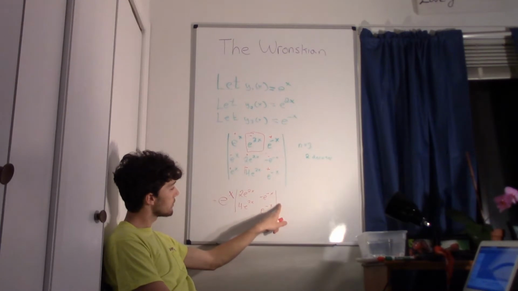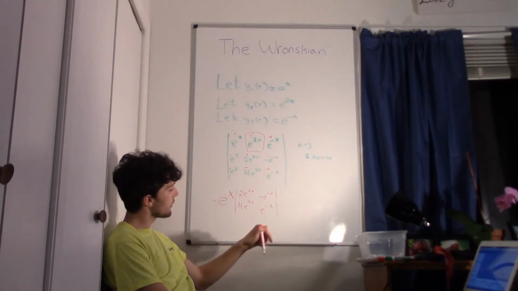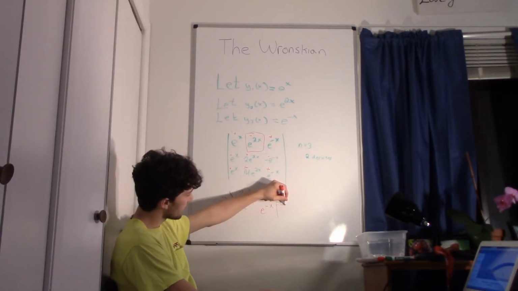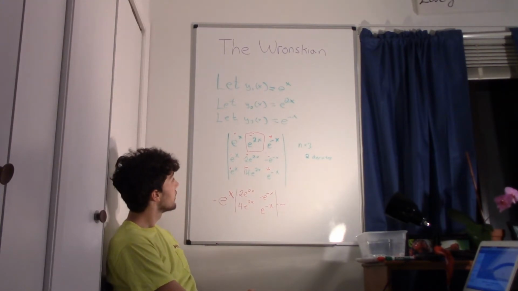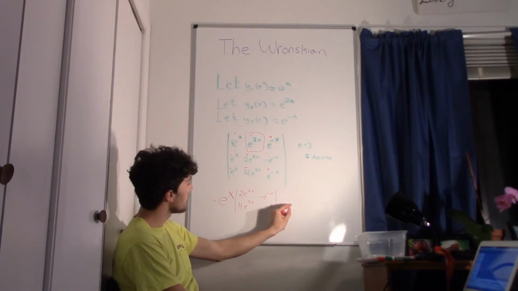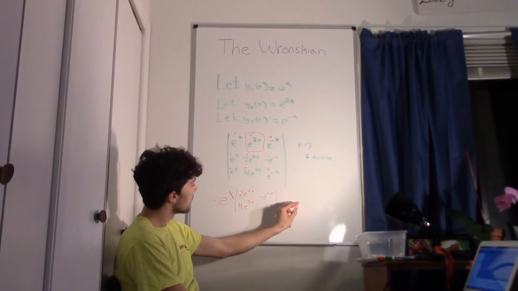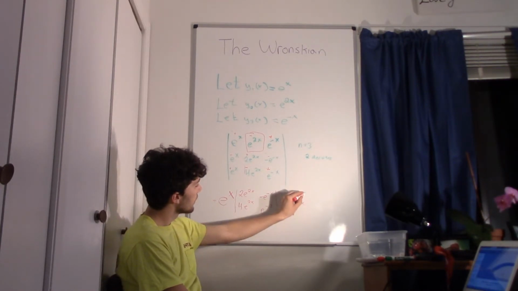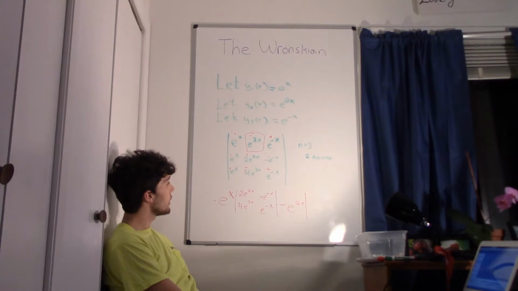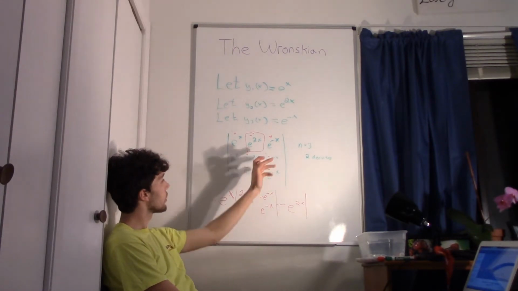Right out in front. It really hinders me being left-handed. I need to fix the setup here. So, negative sign. Next, then we just throw on that e to the 2x. E to the 2x. Now, our matrix is going to be everything that's not in the same row or column.